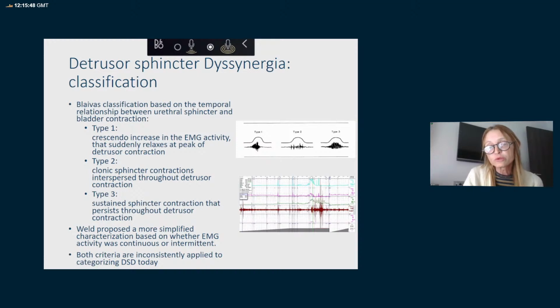Wein proposed a more simplified characterization based on whether EMG activity was continuous or intermittent, or clonic or spastic. But both criteria are inconsistently applied to categorize detrusor sphincter dyssynergia today.